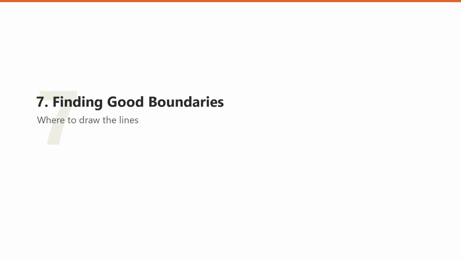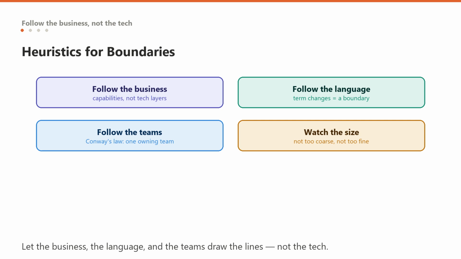Concept 7. How to find good boundaries. So how do you find the right boundaries? A few heuristics. First, follow the business. Align contexts with business capabilities and subdomains, like catalog, ordering, or shipping, not with technical layers. Second, follow the language. Wherever a term changes meaning, you've likely found a boundary. Third, follow the teams. By Conway's law, your architecture will mirror your org, so give each context a clear owning team.